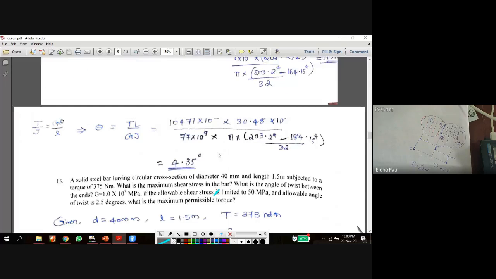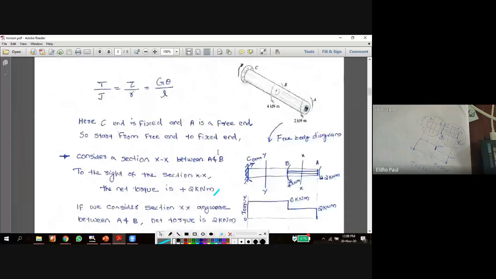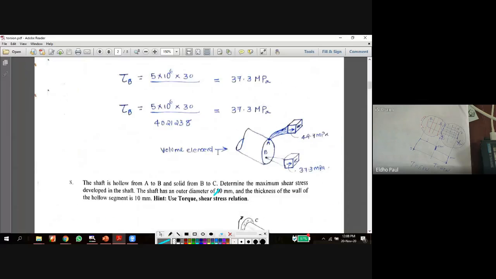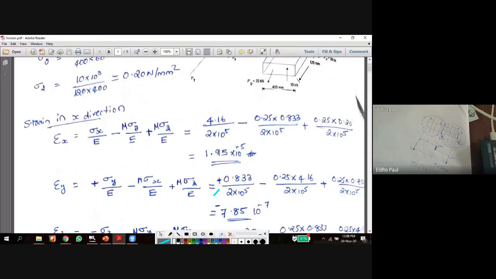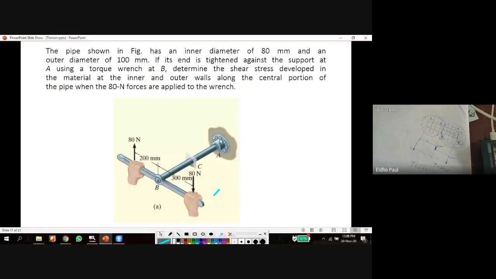So this is about the torsion problems. This is a very simple problem. Any doubt? This is about torsion. Okay, so there are different varieties of problem you can see from the Hibbeler textbook. This problem is taken from Hibbeler.